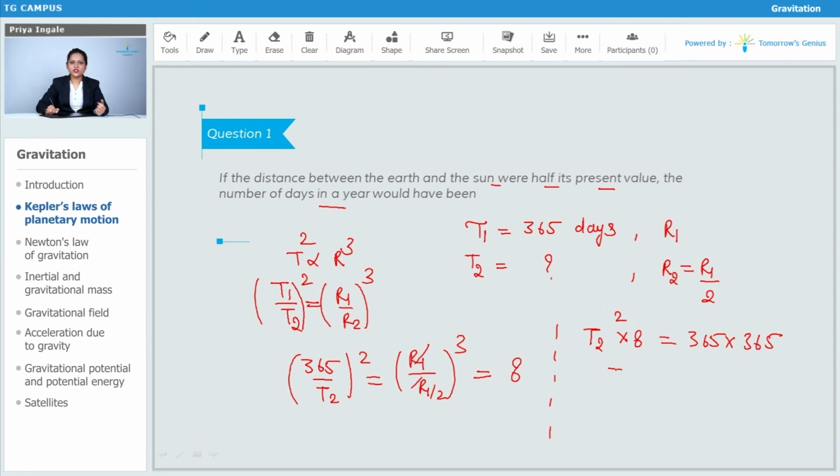So that means here we'll get T2 as 365 divided by root 8, right? So root 8 will be 2 root 2. Okay, and when we calculate this, we'll get it approximately equal to 129 days, right? So that means if the distance between the sun and the earth becomes half, then the earth will complete its one revolution in 129 days instead of 365.